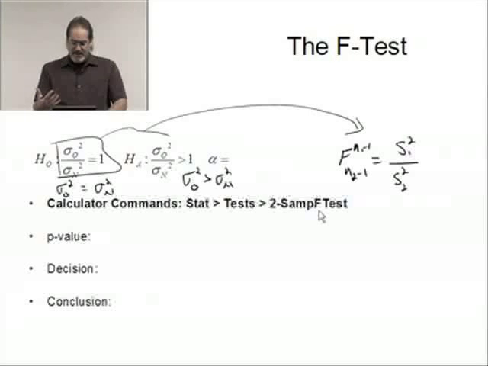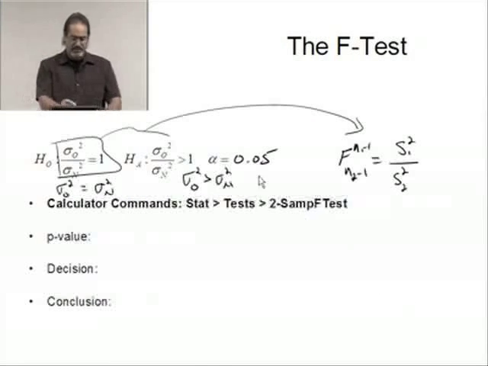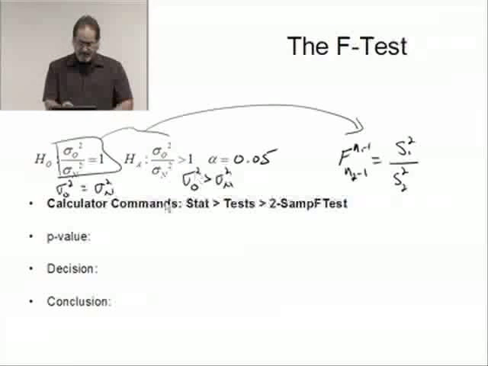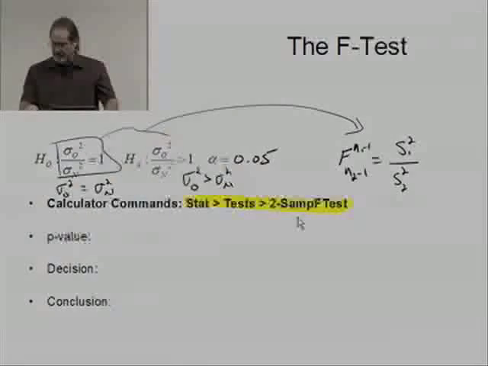Okay, so I have my assumption satisfied. I have my null and alternative hypothesis set up. My alpha, I'm going to stay with 0.5. So now let's just go ahead and actually do the test. The test itself, go to stat, test, and two-sample F-test. So let's switch to the calculator and take a look at that.